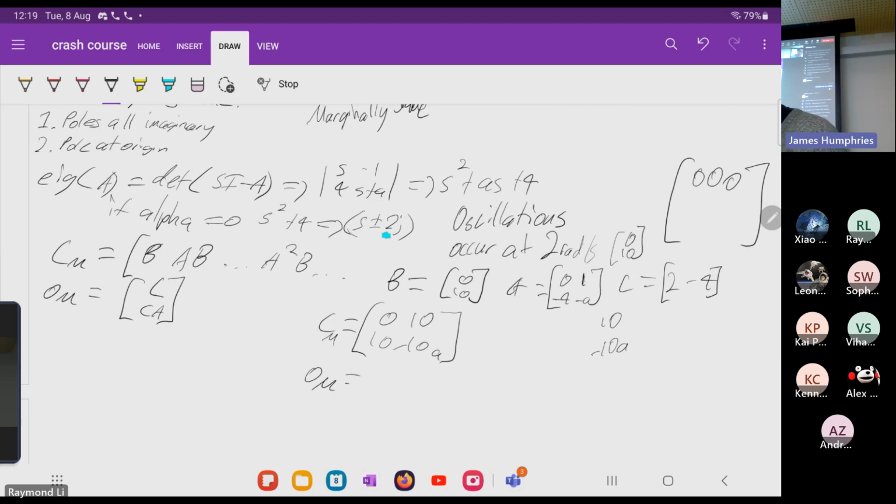The observability matrix is 2, minus 4, and then 2, minus 4 here, which is going to be minus 8, and then 2 plus 4 alpha. Okay, so are these two matrices controllable, or controllable and observable?